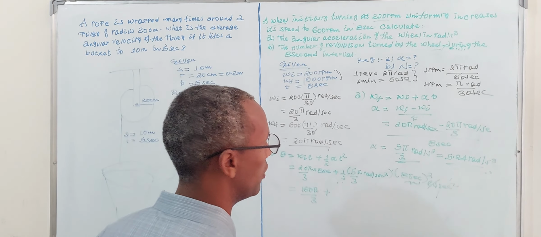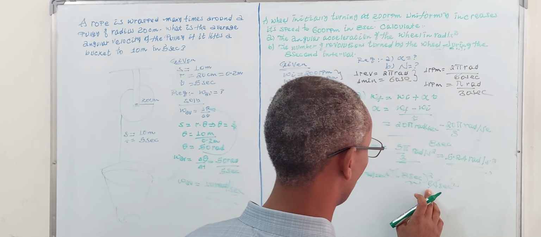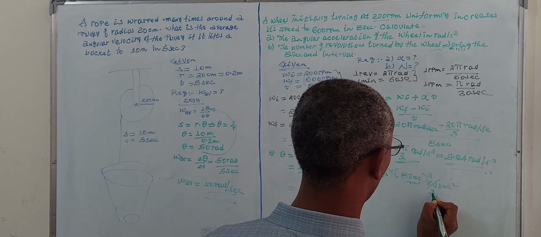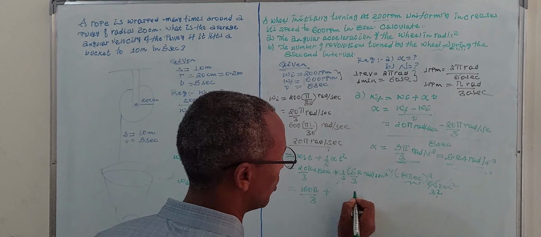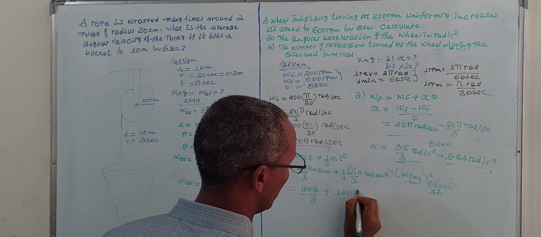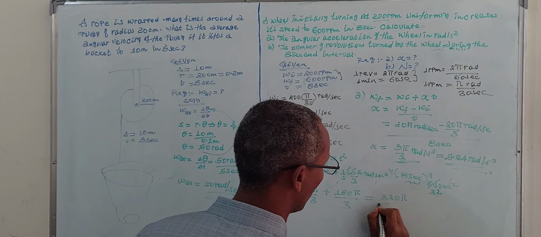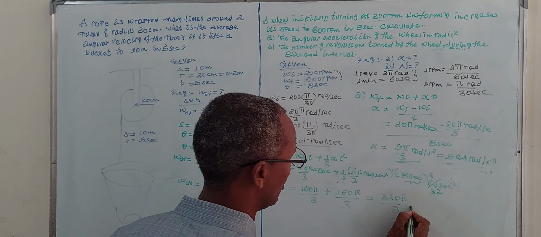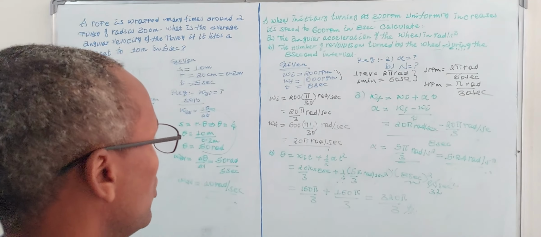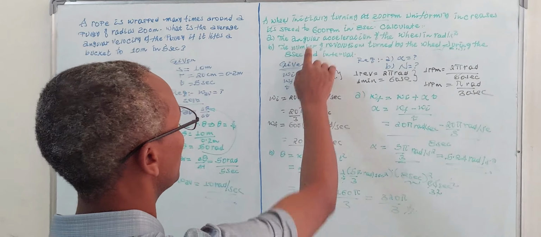So 5 times 32 is 160 pi upon 3. Which is equal to 320 pi over 3, right? That is it. And this is the angular displacement for this question, because you need that angular displacement to calculate the number of revolutions.